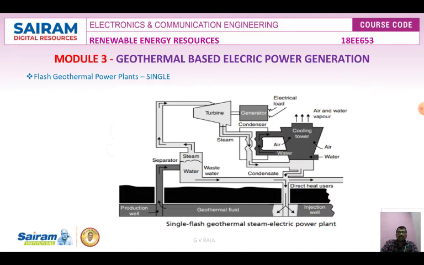At high pressure below the earth's surface, the water exists as a compressed liquid. The pipeline is installed to tap the resource and deliver it to the separator. When the compressed liquid water reaches the surface at atmospheric pressure, a portion of the water flashes into steam.